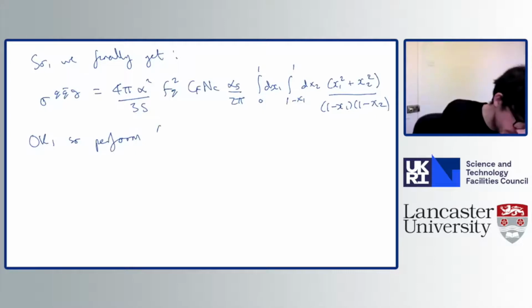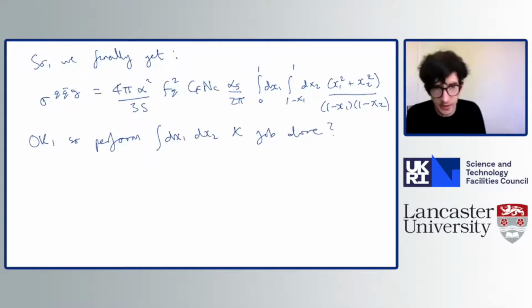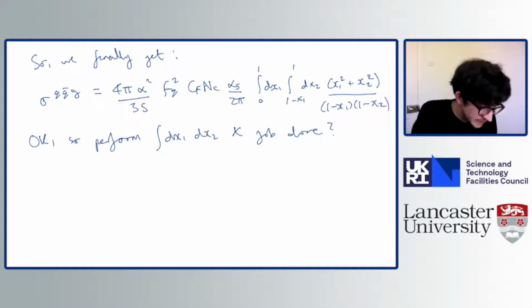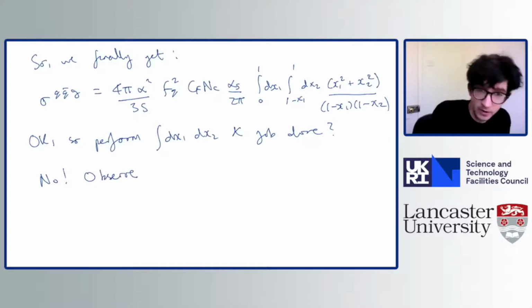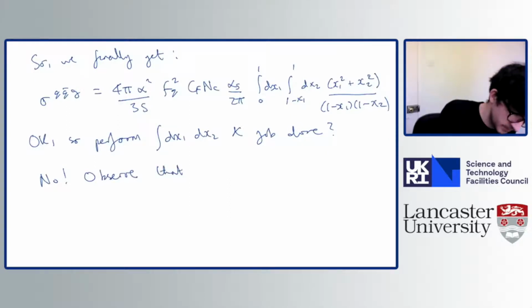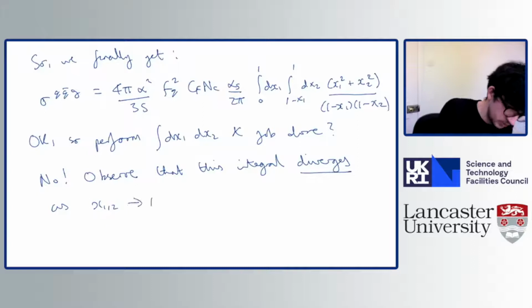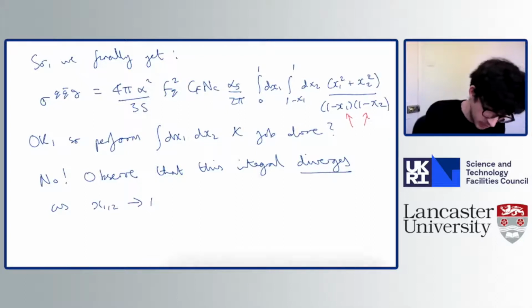So do we just perform dx1, dx2, and job done, or alternatively, express it differentially, or what? Is that it? Just do the integral, stick it on a computer, whatever. Well, no. If we try that, we very quickly run into trouble. And the point is that we observe this integral diverges. And it diverges as x1 or x2 go to 1, precisely because of that numerator there.